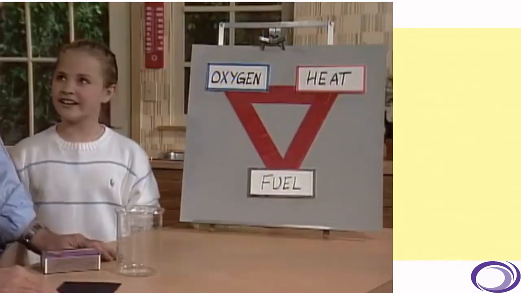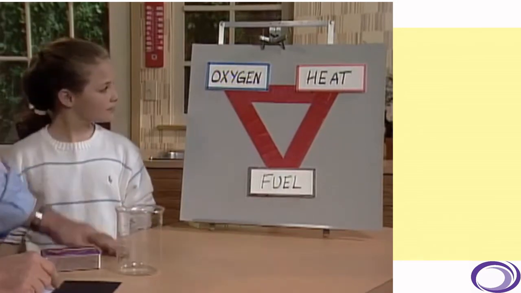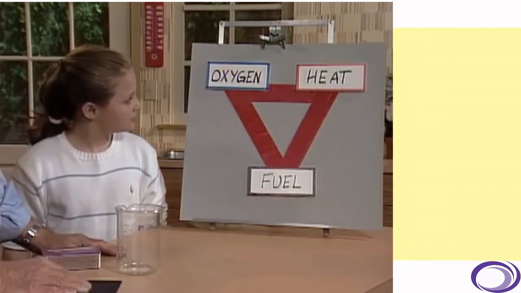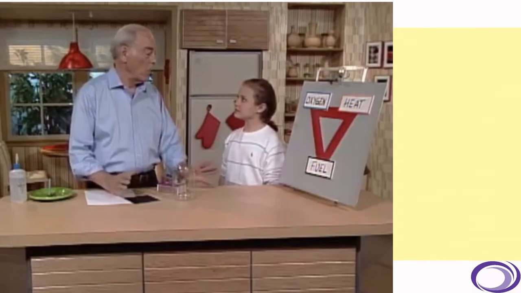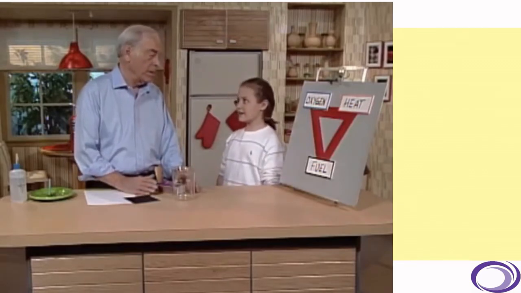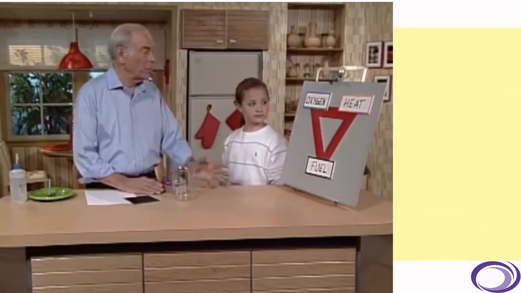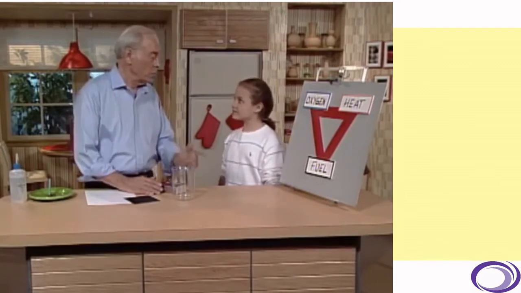See it? Why is it a triangle? Well, look, there are three important parts. You see what they are? Oh, oxygen, heat, and fuel. And you have to have all three to have a fire. Okay. And if you want to put out the fire, all you have to do is take one of them away. That's what you and I are going to do.